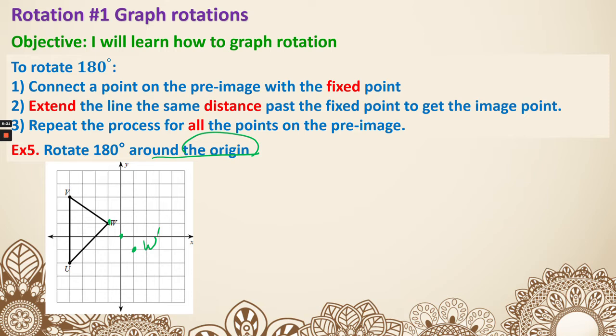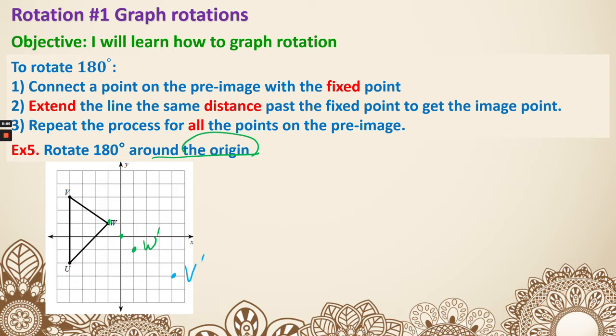So let's connect. I'm going to use a different color. Connect V to the origin. V is down 3, over 4 away. When we need to extend it, we also need to go down 3, over 4. So there's my V prime. And same thing, after we're done, we can choose to erase all of these lines.